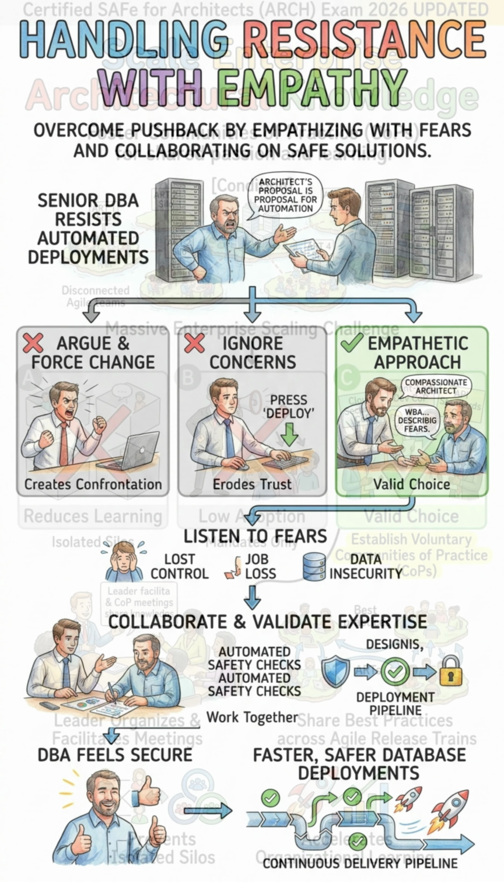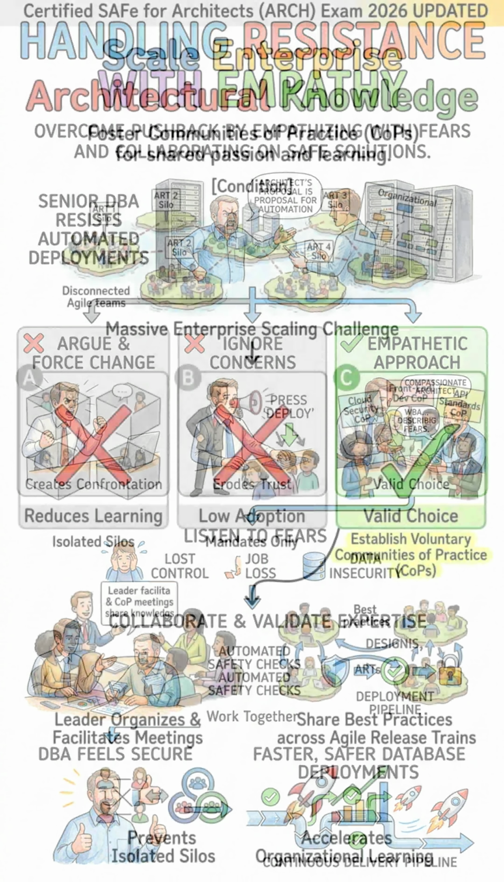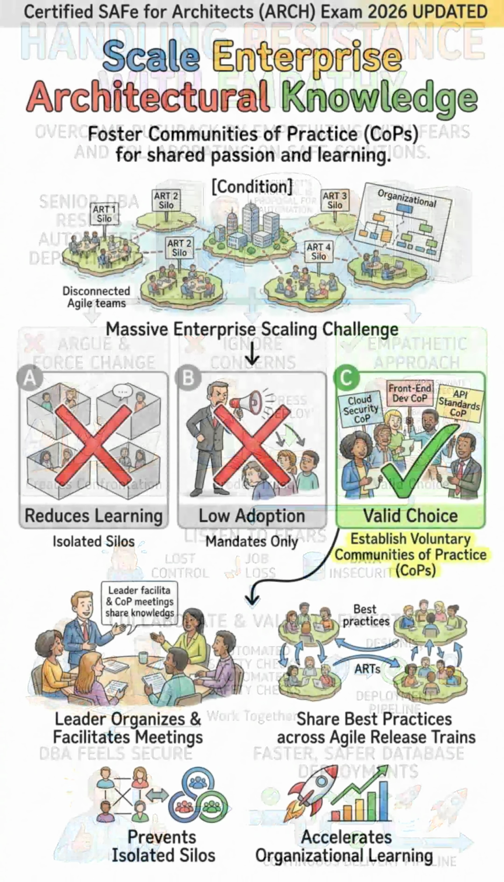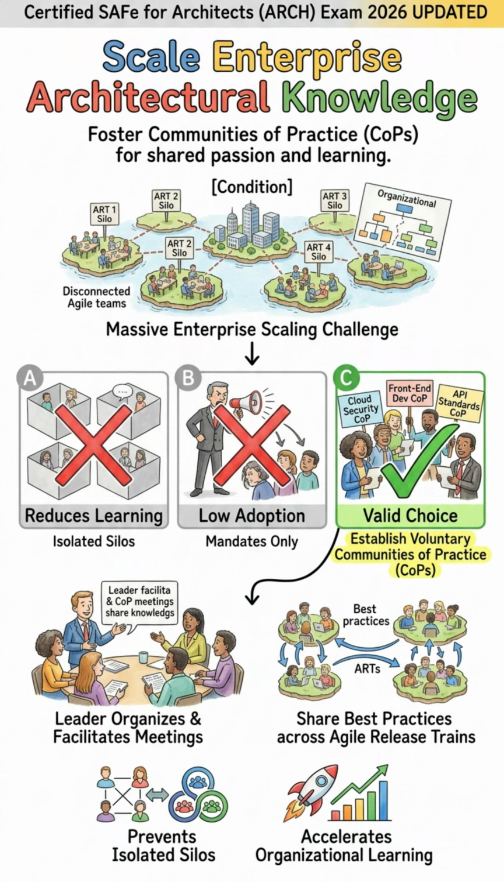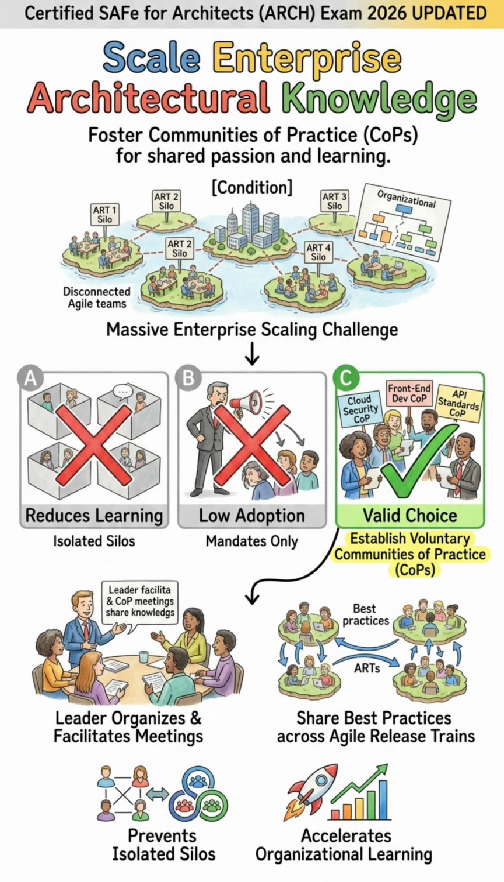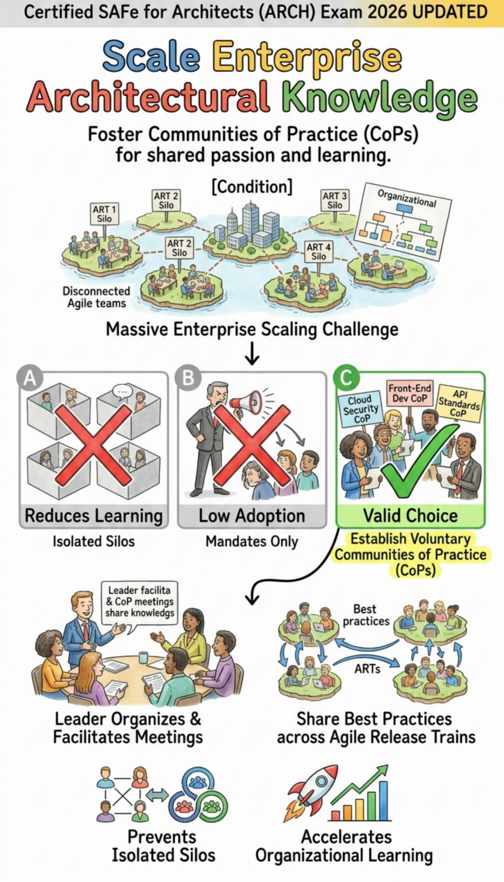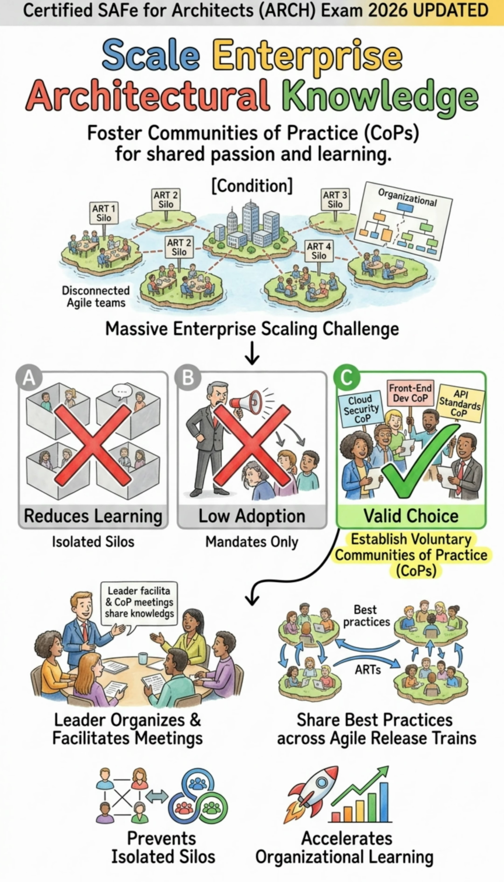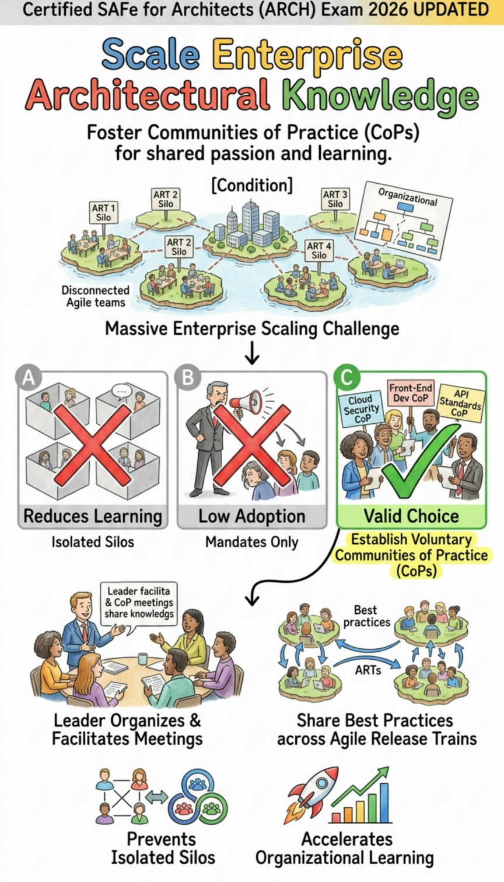To scale architectural knowledge across a massive enterprise, you should actively establish and foster communities of practice. A community of practice is a voluntary group of people who share a passion for a specific technical domain, such as cloud security or front-end development. As a leader, you organize these groups, facilitate their meetings, and use them to share best practices across different release trains. This prevents teams from working in isolated silos and drastically accelerates organizational learning.